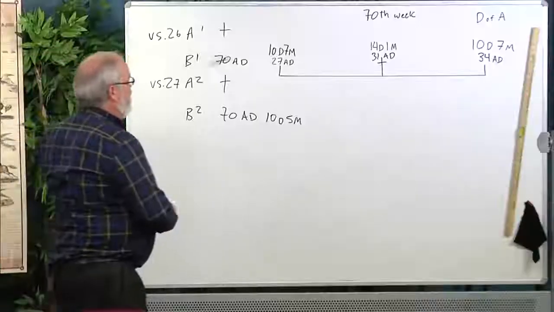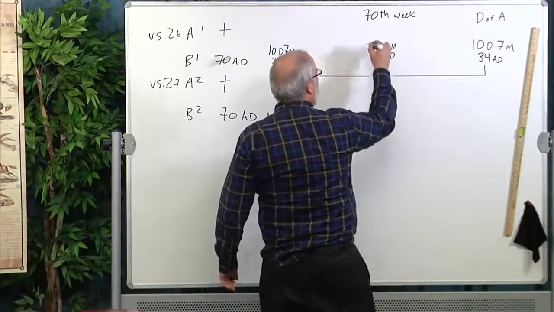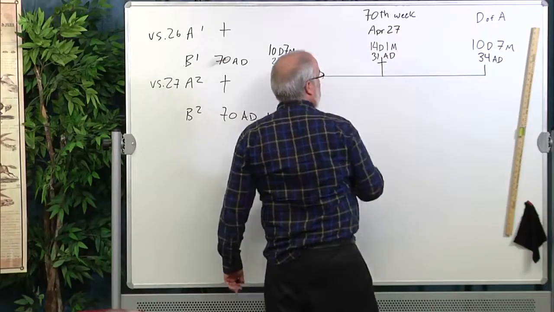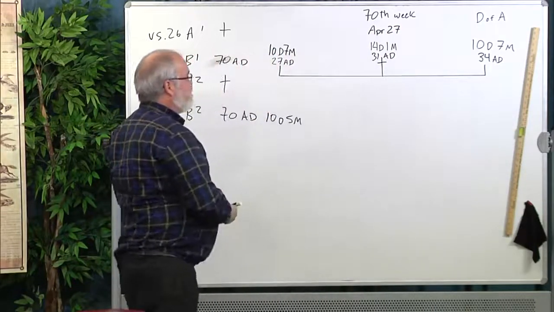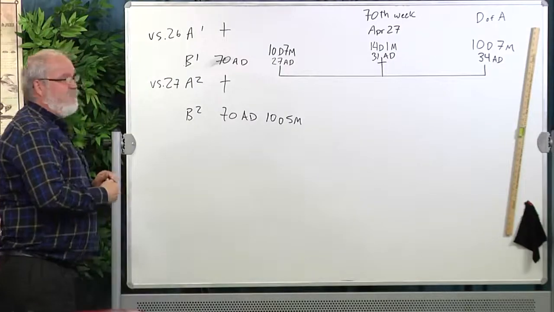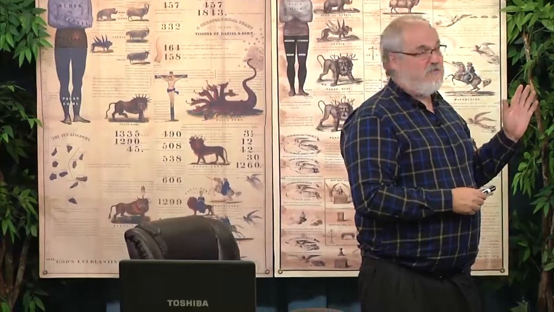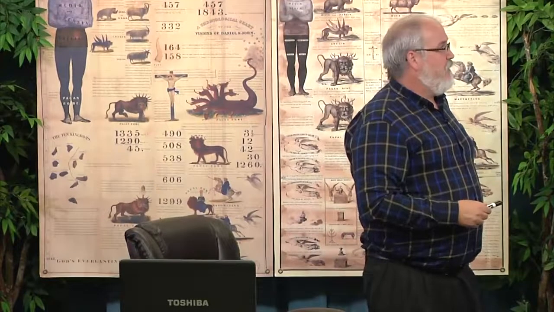So, in order to mark Jesus' crucifixion in 31 AD on a Friday, the only date that will work is April 27th. So that's the Friday that Jesus was crucified. He could not have been crucified in March, because in that year, March would have been too early. So it just wouldn't work.